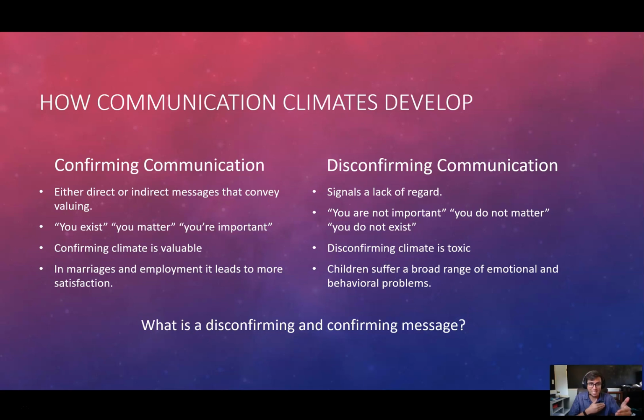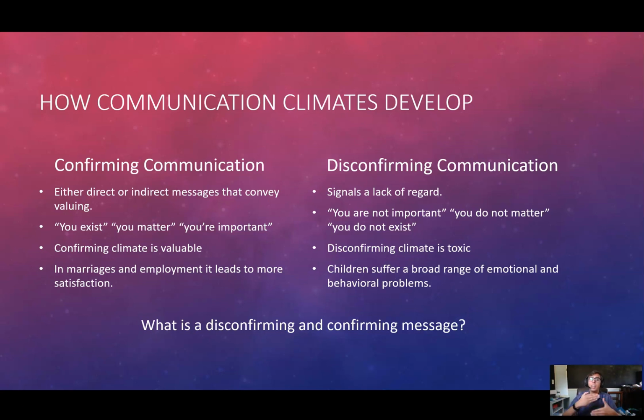What are some of these disconfirming communication? Well, all the things that I've talked about previously, just the opposite. Things like, you are not important, you do not matter, you do not exist. There are things that control communication, where you do not have any say because your opinion doesn't matter. It is all about what I want to do. Destructive conflict. And not listening to the other person very much shows that you do not matter because I do not care what you say. And just like that, confirming and disconfirming communication can lead to warm and cold communication climates, respectively.